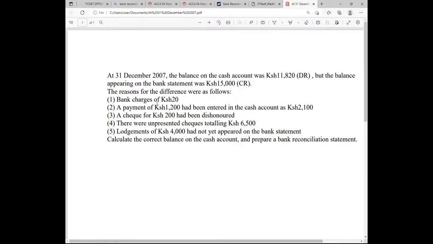This is quite a bad question that I've been given. How can we have bank charges of that size? Even in 2007, bank charges were way higher. But because it's for illustration, no worries. So you're told bank charges Kenya shillings 20.